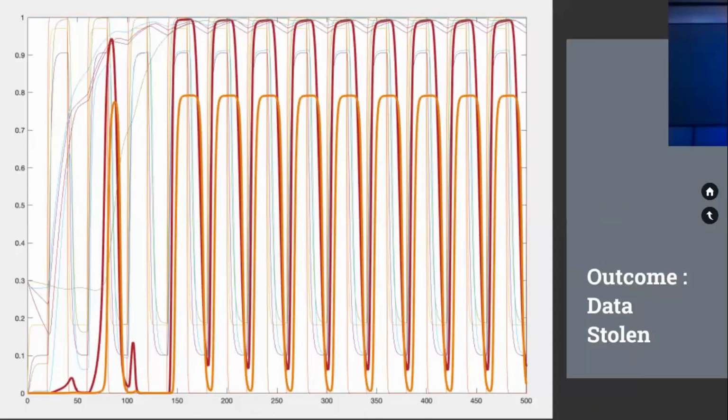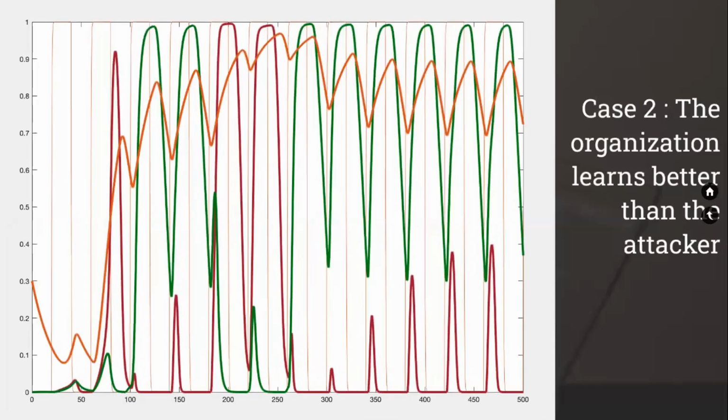From that scenario, the outcome would be the data stolen, which is very unfortunate. So the orange line shows the outcome of the data stolen. And now we will look at our second case, which is when the organization learns better than the attacker. In this case, the orange curve is the learning curve for the organization.